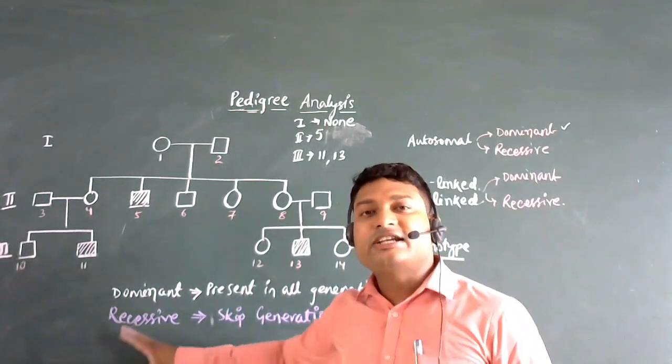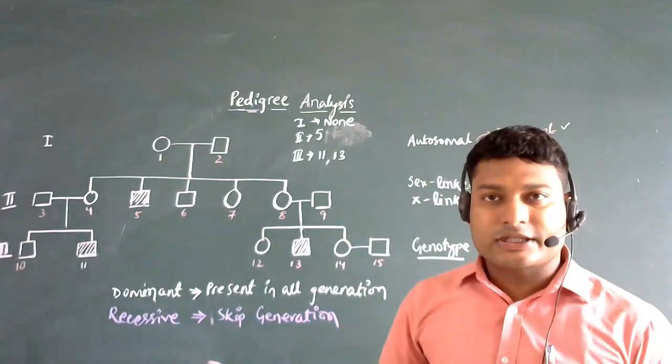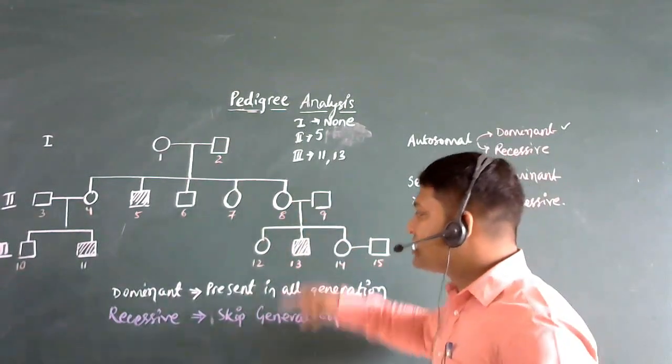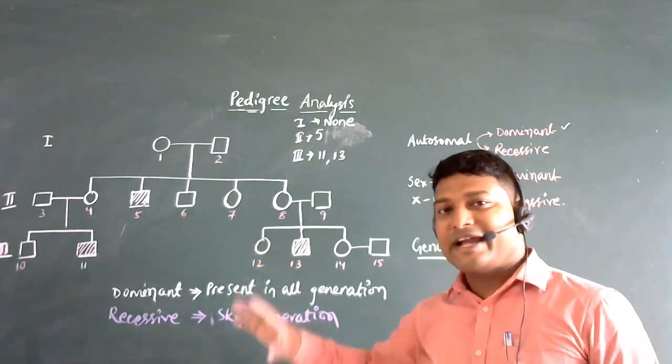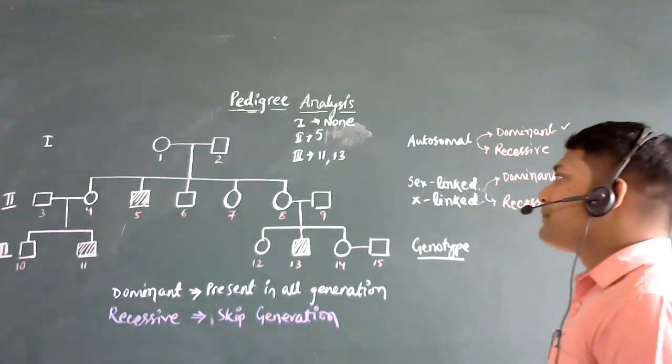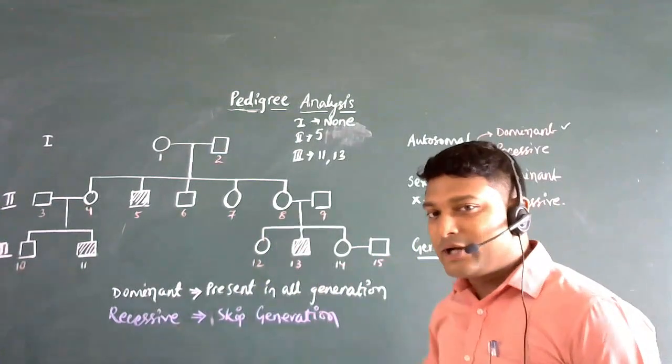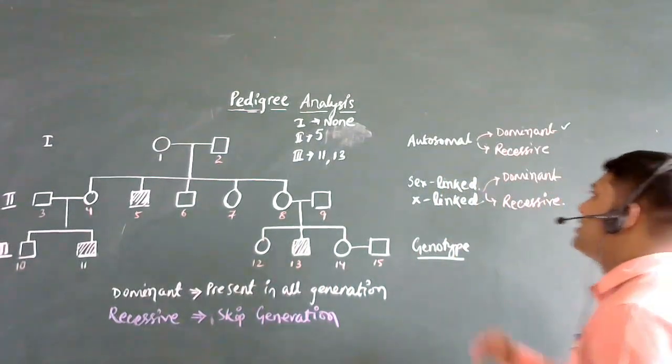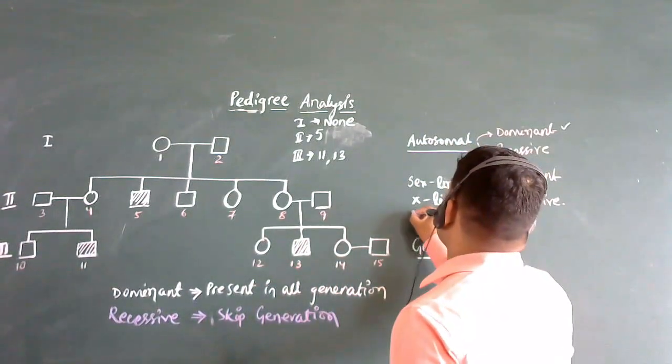That means it's a recessive trait. Very simple, no discussion on that. If they're present in every generation, you go for dominant trait or dominant condition. Now, once you identify this, it's an easy way to identify this. You have to identify the next thing, whether it is autosomal or whether it is X-linked.